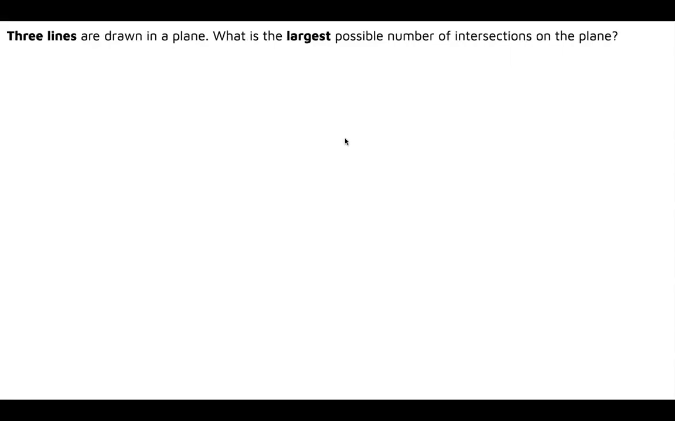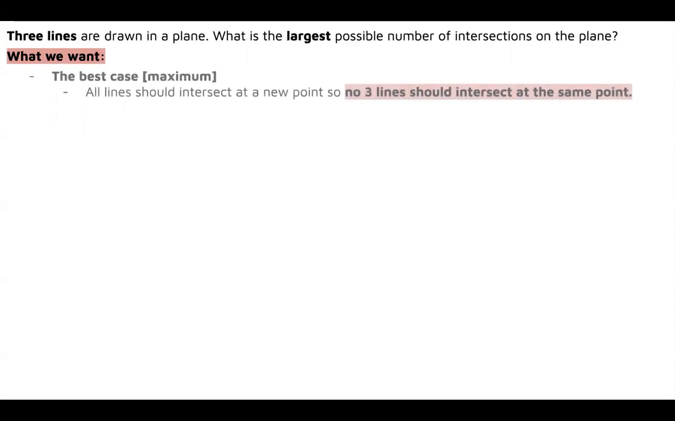3 lines are drawn on a plane. What's the largest possible number of intersections on the plane? So what we want is the best case, the maximum. All lines should intersect at a new point, so no 3 lines should intersect at the same point. Because if 3 lines intersected at one point, that would create way fewer points, and we'll know this through a drawing.